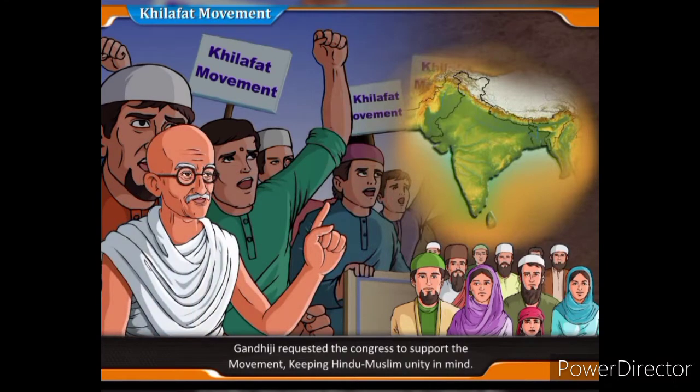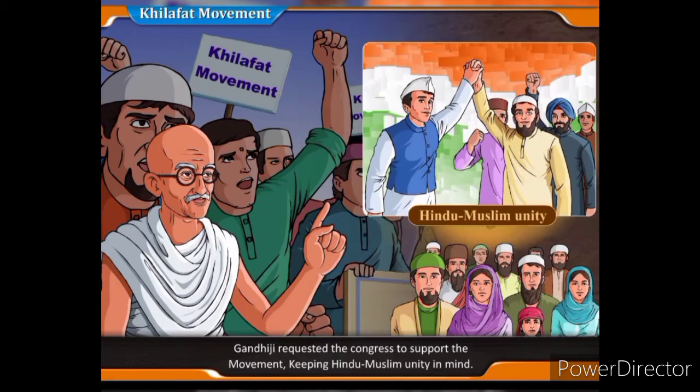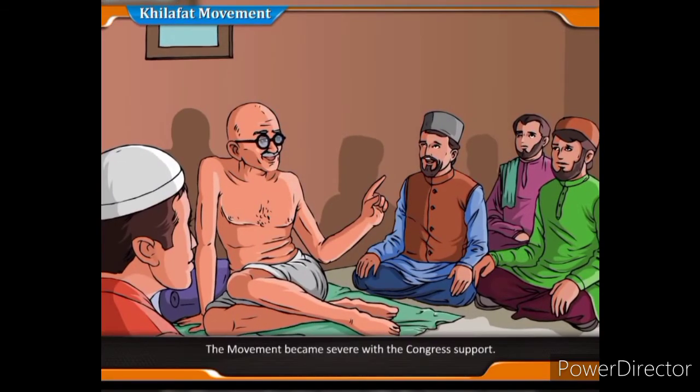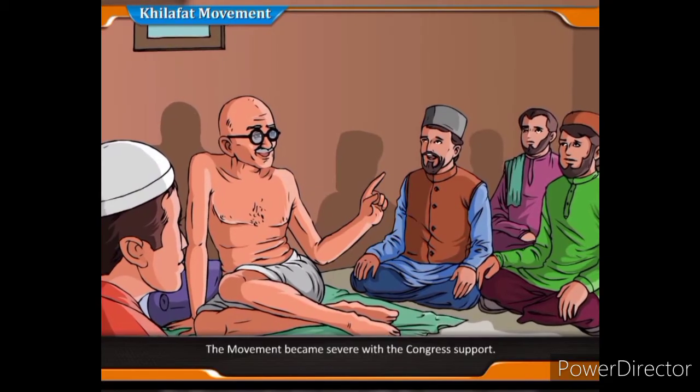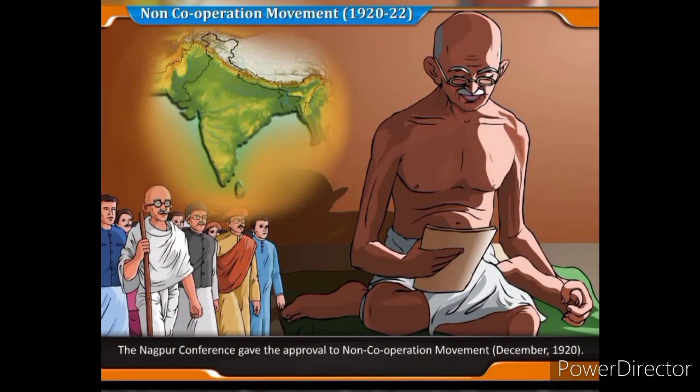Gandhiji requested the Congress to support the movement, keeping Hindu-Muslim unity in mind. The movement became severe with the Congress support. Non-cooperation movement, 1920 to 1922. The Nagpur Conference gave the approval to the non-cooperation movement in December 1920.